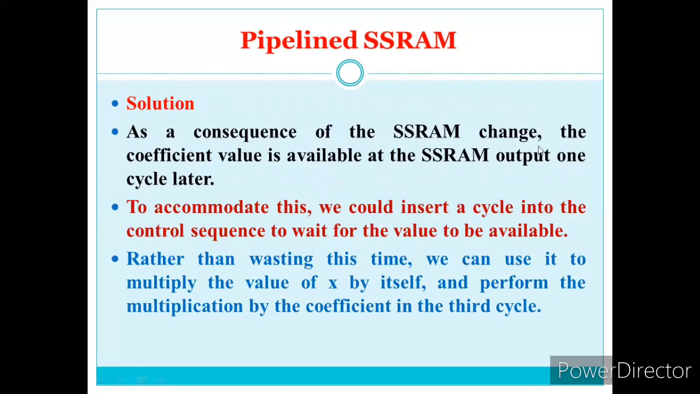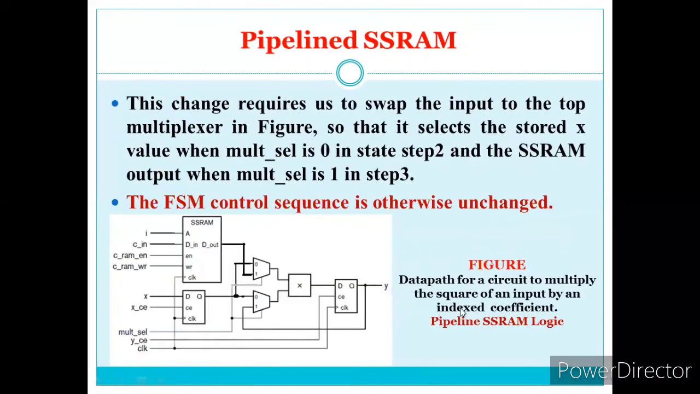So as a consequence of SSRAM change, the coefficient value is available at the SSRAM output one cycle later, because, as we were just saying, reading the data may create a problem. It may take one cycle extra there. To accommodate this, we first multiply X into X, and then multiply with the coefficient value. So instead of going to the wait state because of the one extra clock, first we multiply X by itself and then perform the multiplication with the coefficient in the third cycle. This is how we can save time there.